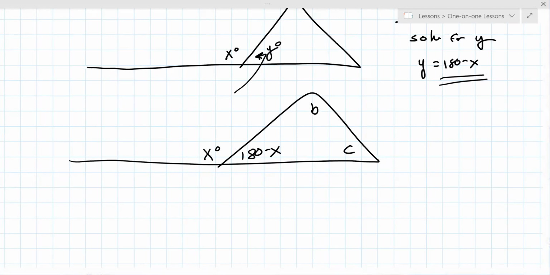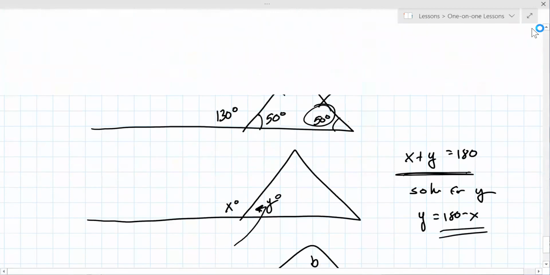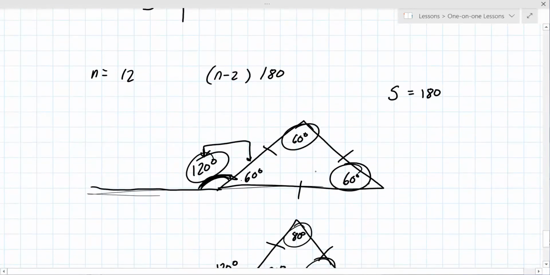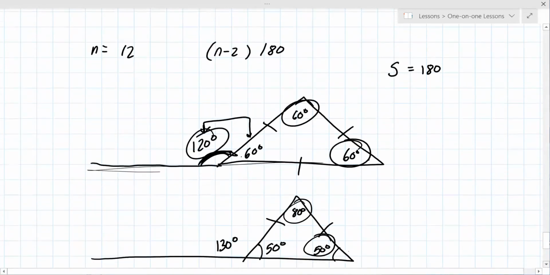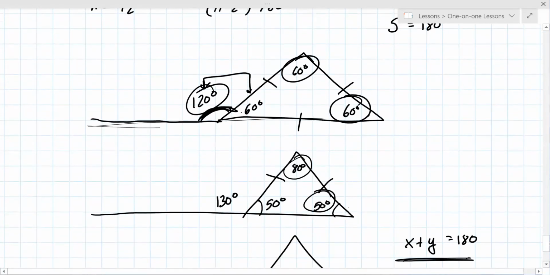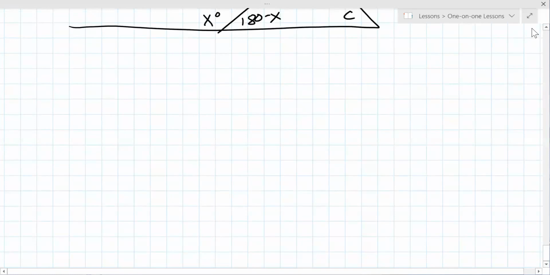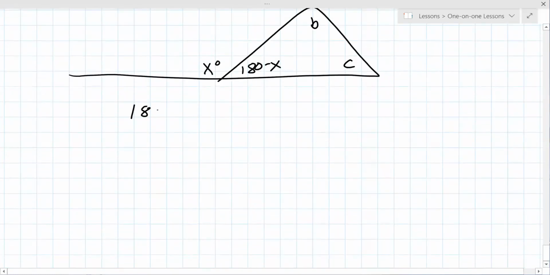What do they add up to? I don't know. Well, what did the three angles up here add up to? Oh, they added up to 180. Right. So these three angles add up to 180. 180 minus x plus b plus c equals 180. Is that what I just said? Yes. Great. I want you to solve this for x.